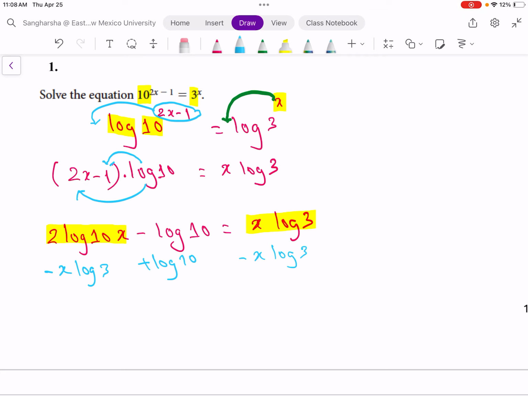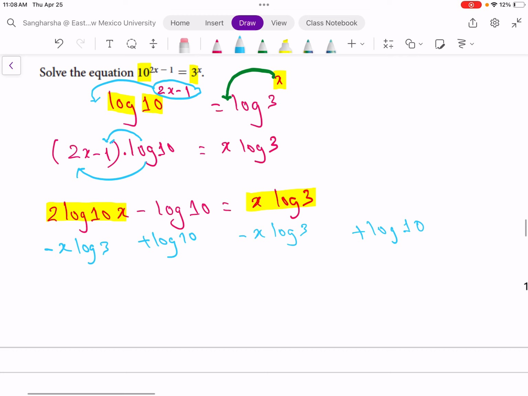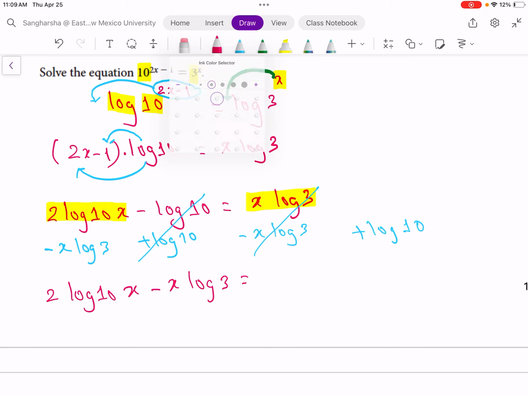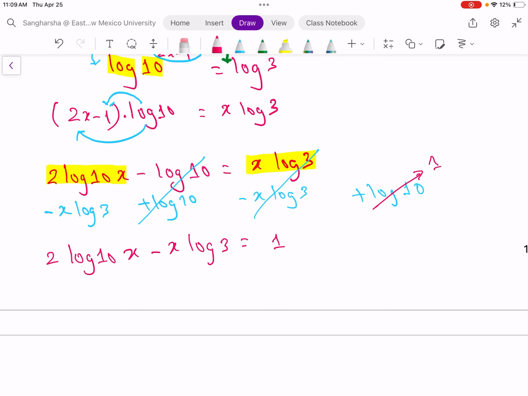and let's add log of 10. And we know what log of 10 is, right? What is log of 10? 1, right? So you can replace log of 10 by 1. So you are adding log of 10 on both sides. So these two cancel here, and this cancels here. So we have 2 log of 10 times x minus x log of 3 equals log of 10, which is 1. So let me replace this by 1, so it equals 1. So we collected the terms having x on one side and the term without x on the other side.